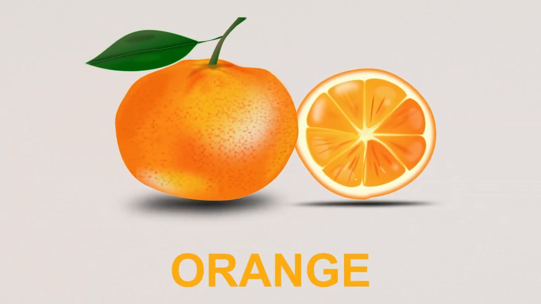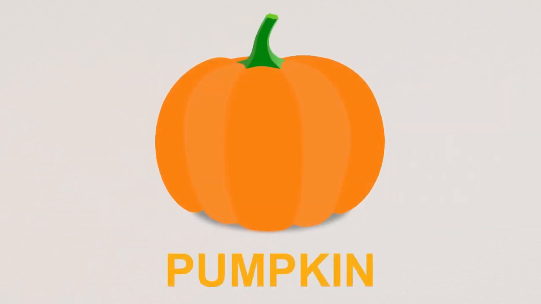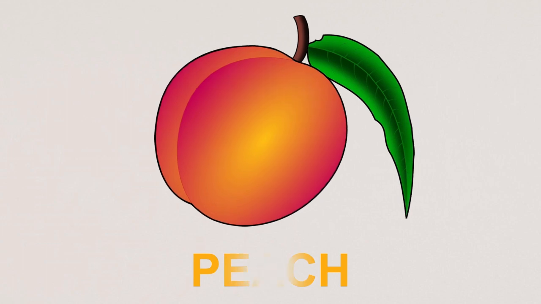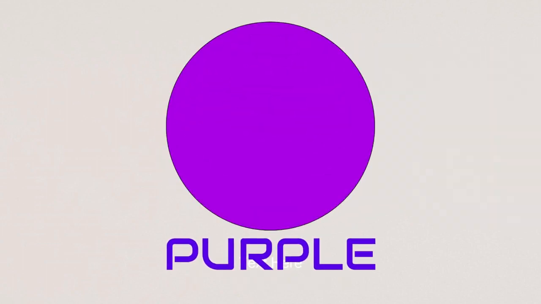Orange is orange. Pumpkin is orange. Peach is orange. This is purple color.